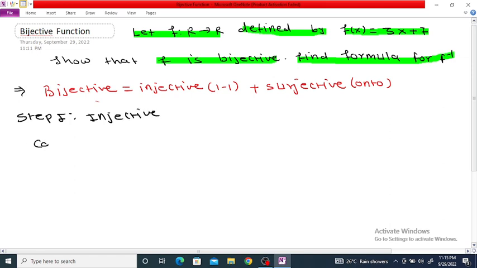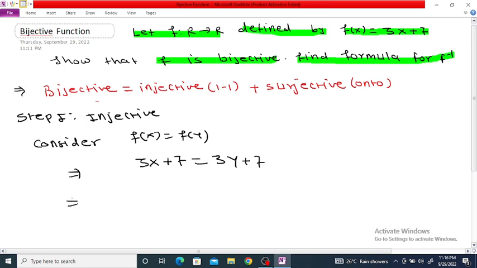Consider f of x is equal to f of y. So what is the definition? If we get x is equal to y, then we can say that the function f is injective. So f of x is 3x plus 7, and f of y is 3y plus 7. So this implies we can cancel this 7 from both sides.